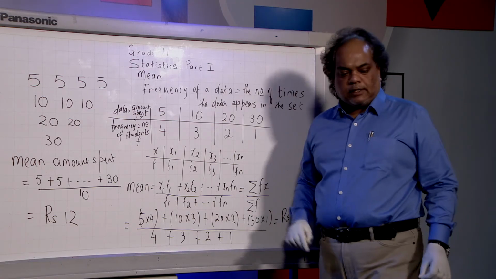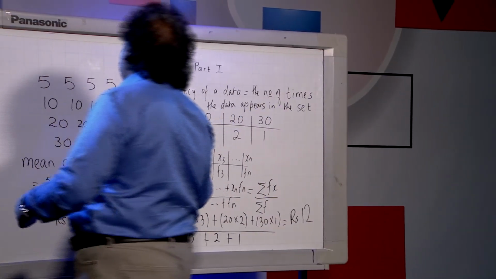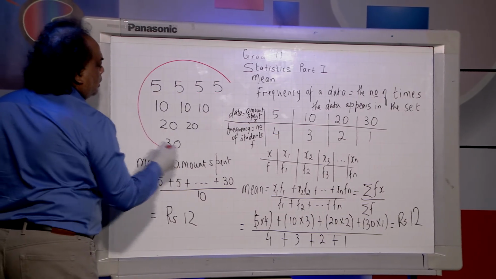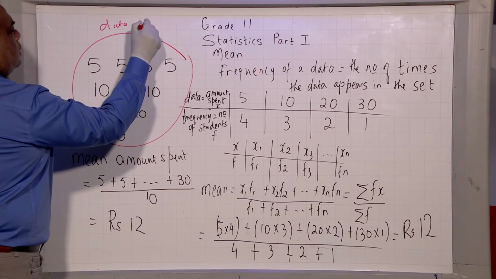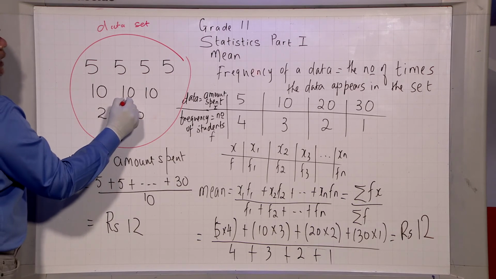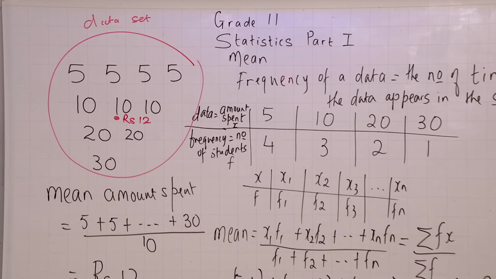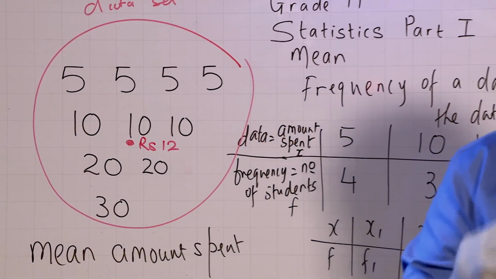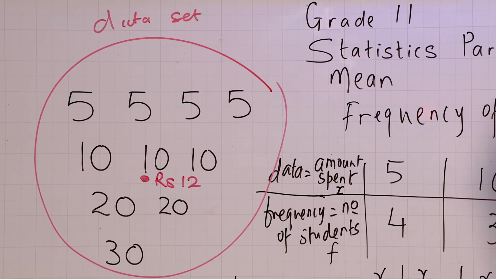Now the question is, what does this 12 represent? What is the meaning that the average amount spent is 12? Here we have a data set. It means that the center of the data set is indicated by 12. The mean is a measure of central tendency. It indicates to us where the center of the data set is.